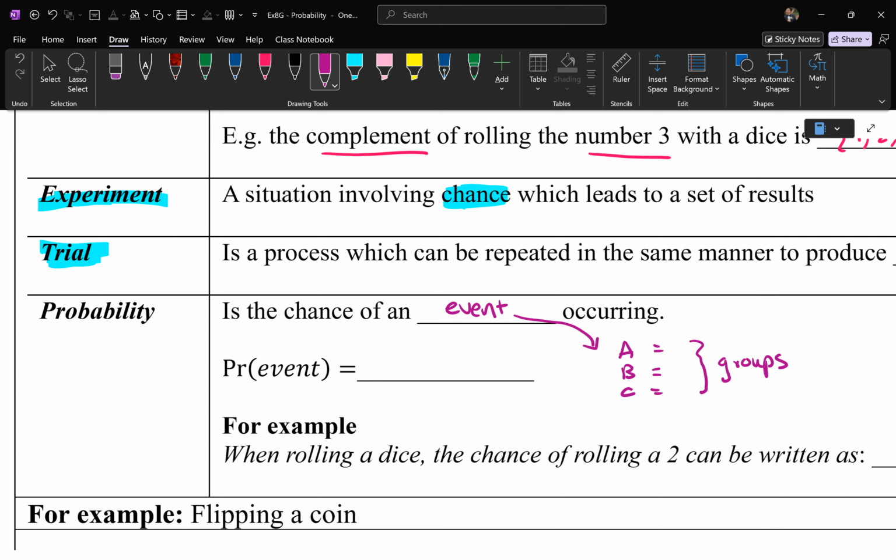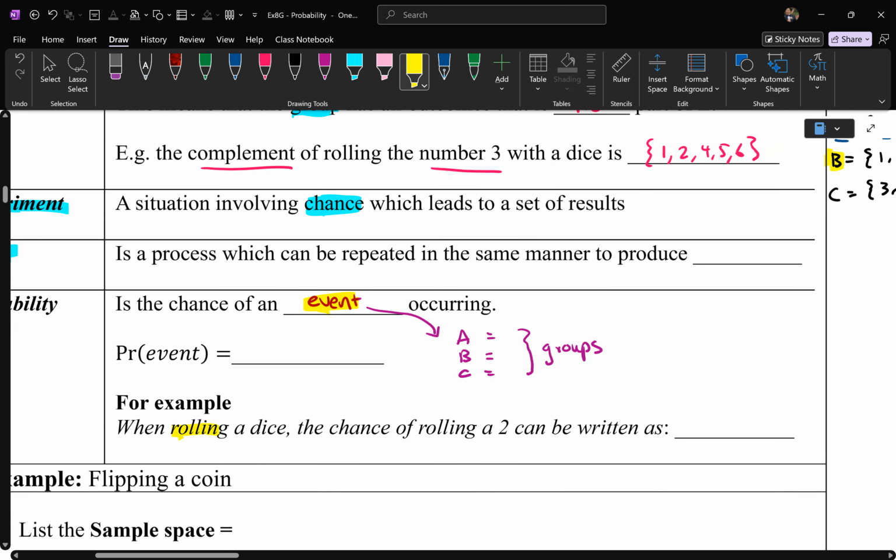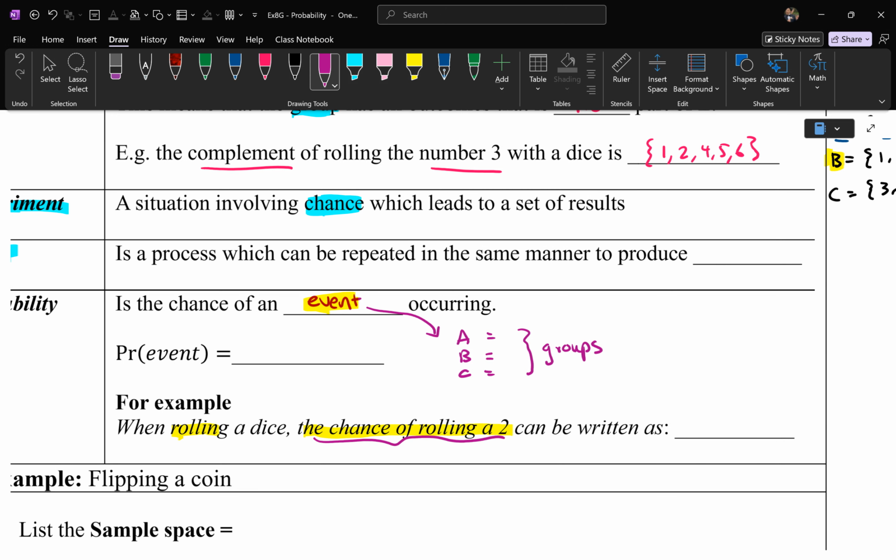Every time you do an experiment and a trial, there's something you're looking for. We call that an event. Now, as a language, it's really painful to try to write this every time. When rolling a dice, the chance of rolling a 2, that right there, takes too long. So as mathematicians, we use a symbol to represent that. When you write capital P, R, it has to be capital P, that means the chances of. That's what it means, the probability of getting something, yeah? So this means here, probability of getting.